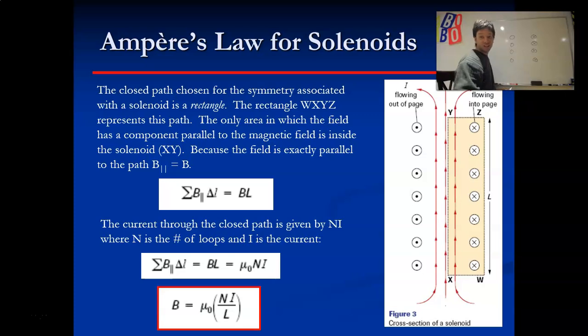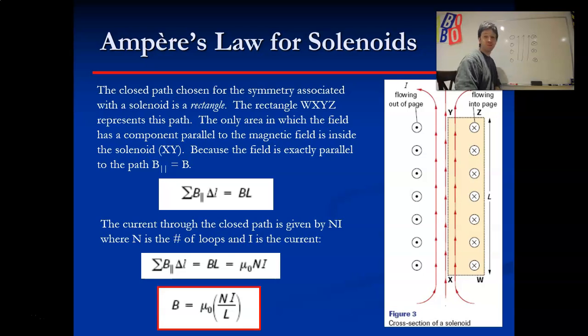If you wanted to figure this out, you can take your fingers, and if it's coming out here and going in here, your thumb points in the direction of the field. So we have a magnetic field going in this direction. And outside of the solenoid, the magnetic field is 0. What would be a good shape to apply Ampere's law?